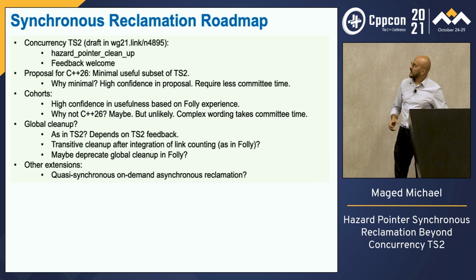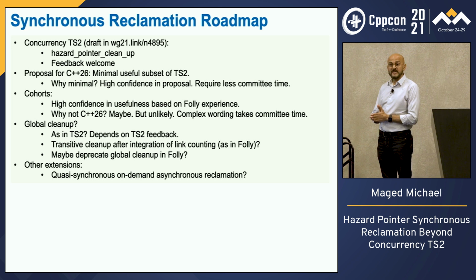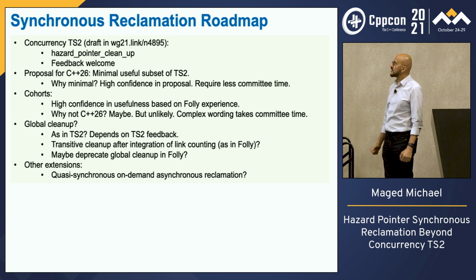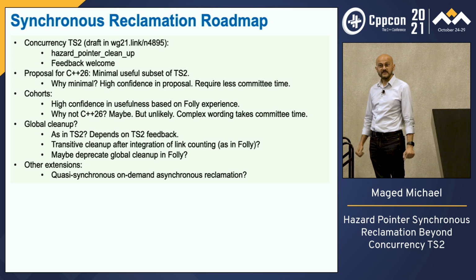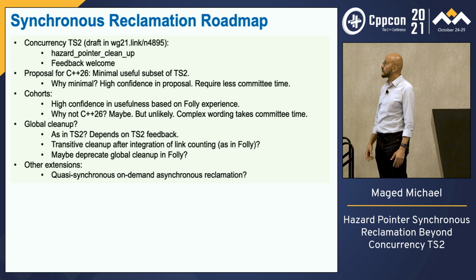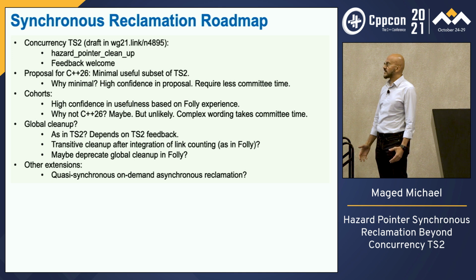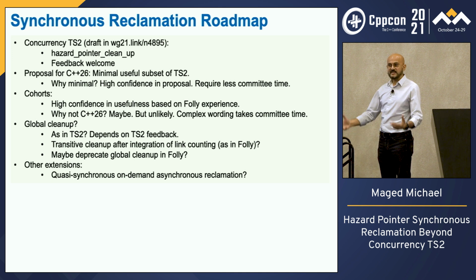Okay, so now I'm going to shift gears to a roadmap for synchronous reclamation. The Concurrency TS2 working draft is available. It has global cleanup with the semantics of hazard pointer cleanup. Feedback is welcome. The TS is not out yet, but of course, anybody who implements it or looks at the interface and gives feedback, that's very welcome.